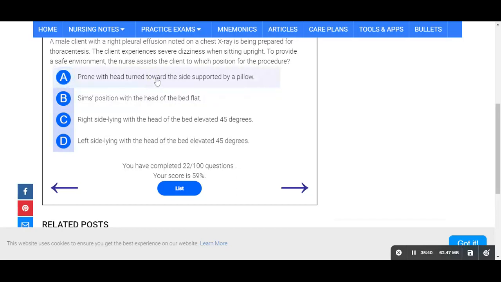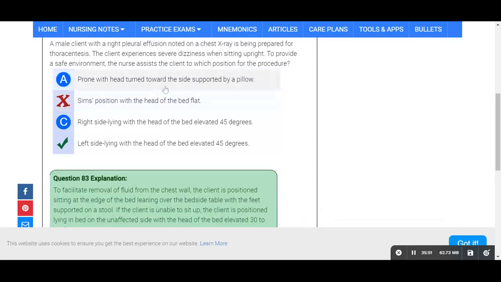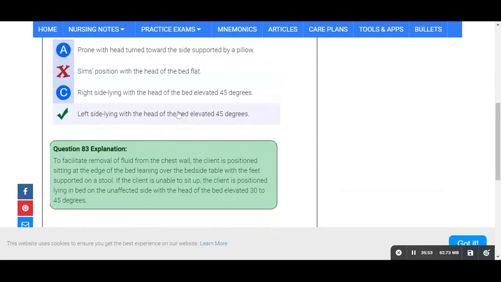So prone is over there, like that. Let's try Sims. Okay, the answer is left side lying with the head of the bed elevated 45 degrees.